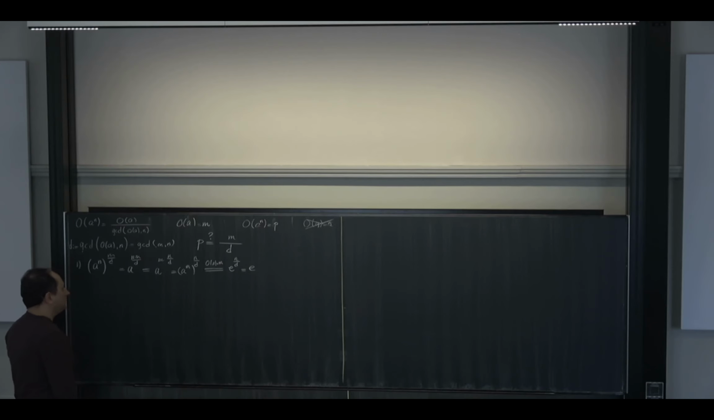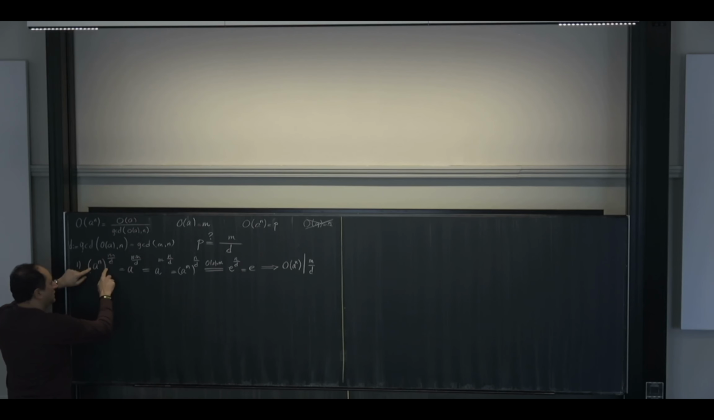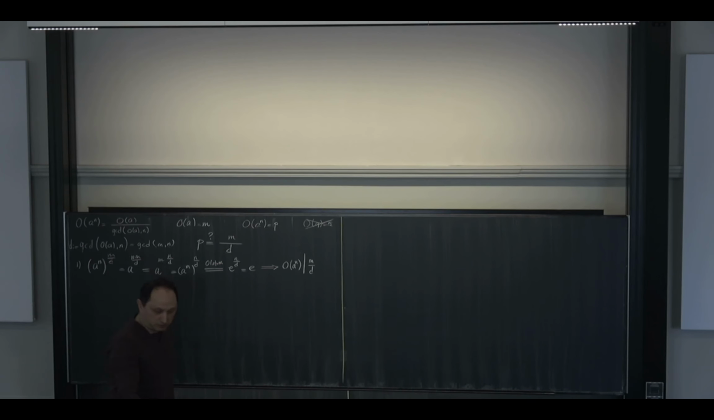So in other words, from here I can conclude one more thing, according to what we learned. Let me write it here. The order of A to power N divides M over D. Do you agree with this one as well? On its own this is good. I was able to show that A to the power of N to the power of M over D is E. So this means that the order of this divides this exponent. We just learned that. Let me rewrite it for you.